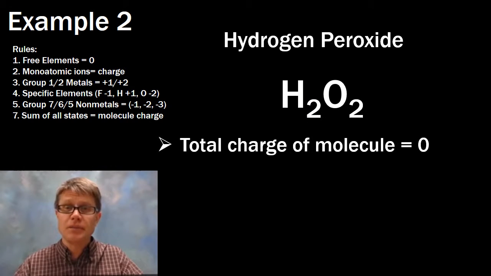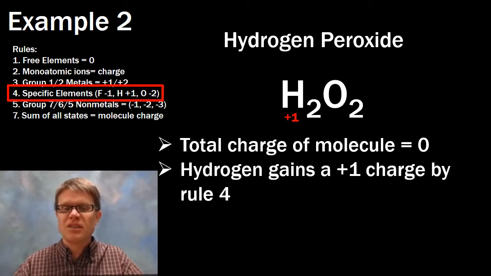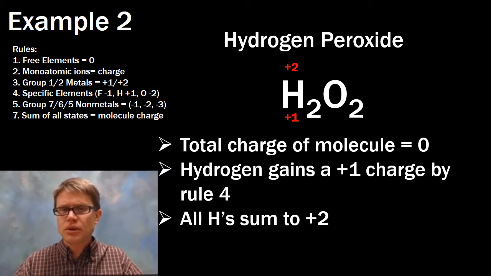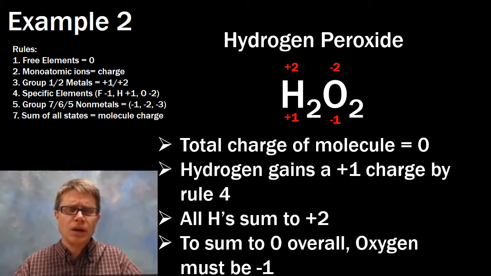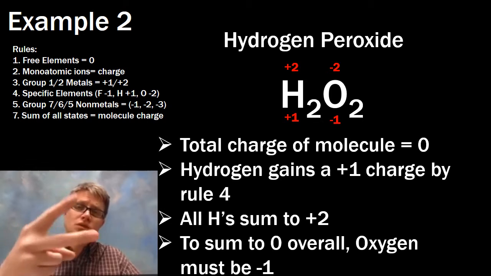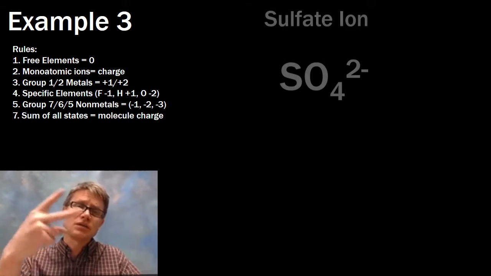Our next example is hydrogen peroxide. The total charge of the molecule is 0. Hydrogen gains a +1 charge by rule 4. All the hydrogens sum up to 2 for the whole molecule. And then to sum to 0 overall, you'll see that oxygen must be a -1 for each because we have 2 of them.